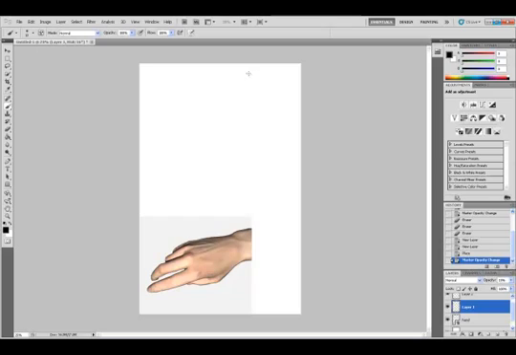We are here in Paint, Adobe Photoshop CS5, and we're gonna draw hands.